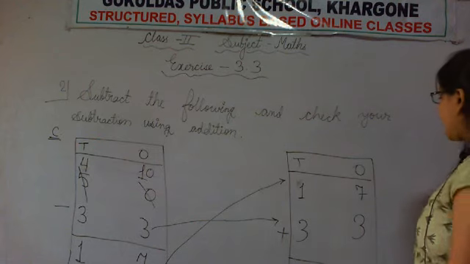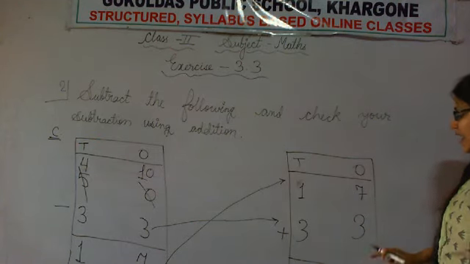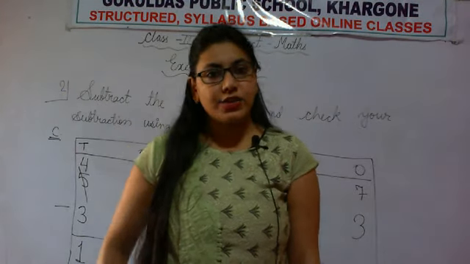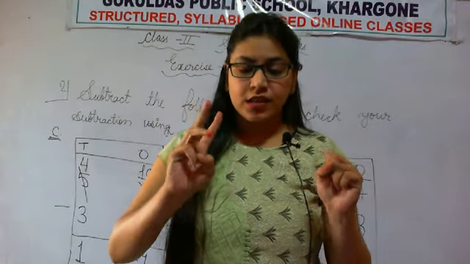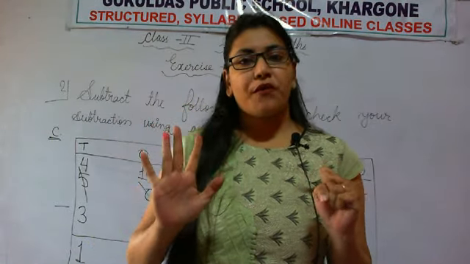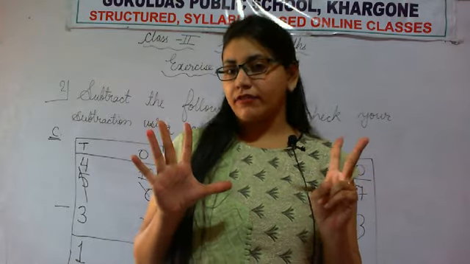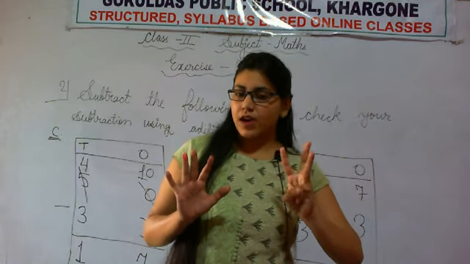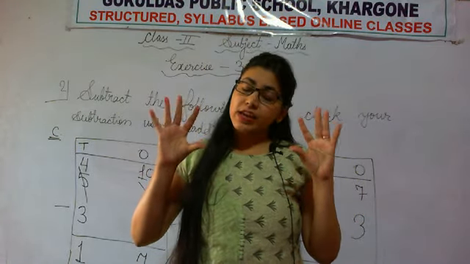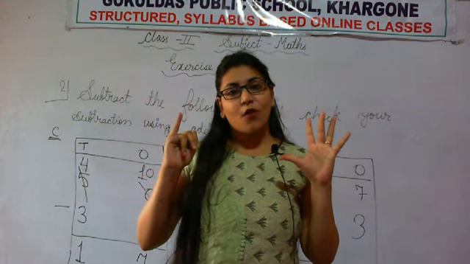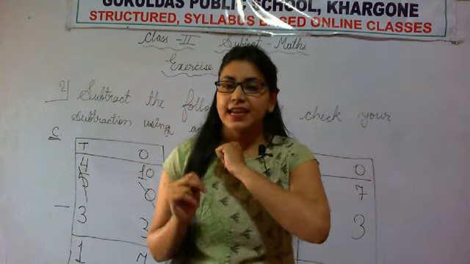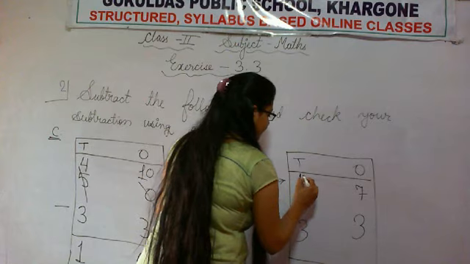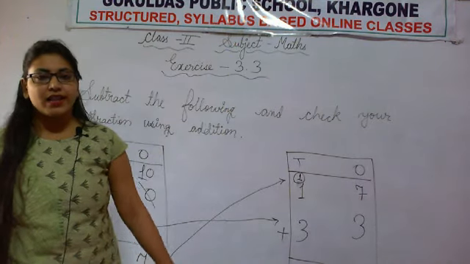Now let's perform addition. 7 plus 3. So first of all we'll open 7 fingers. 1, 2, 3, 4, 5, 6, 7. 7 fingers we have open plus 3. Plus 3 means we'll open 3 more fingers. 1, 2, 3. Now how many fingers in all? Let's count. 1, 2, 3, 4, 5, 6, 7, 8, 9, 10. 10 fingers. We got a 2 digit answer. So the carry will go to the tens column. 1 in the form of carry.